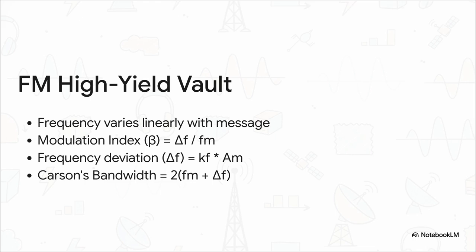Now pay attention to the major trip up here. Beta depends heavily on the amplitude of the modulating signal, Am. This catches so many students off guard because they just assume FM parameters only relate to frequencies. Don't be one of them.